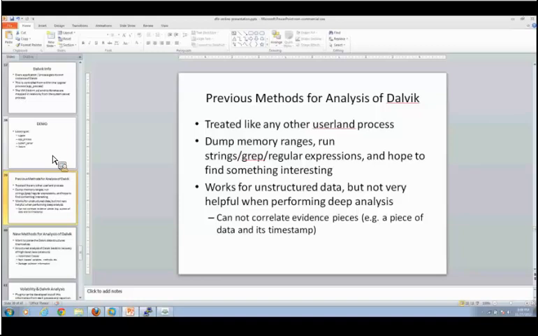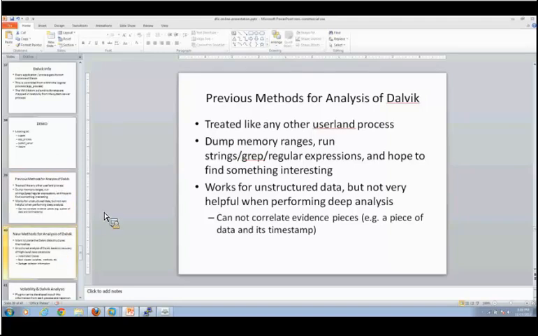Versus if you do structured analysis, then you can say that google.com string actually maps to the browser history, and this was the last time the person visited the website, and maybe the count of how many times they visited. It's a much deeper and more formal analysis of the data, but the data you get out is much more useful to your investigation.